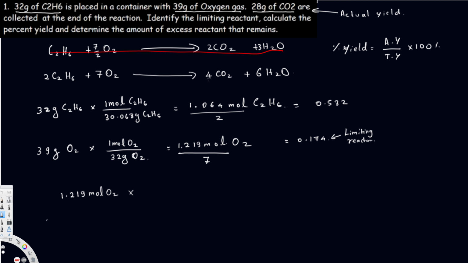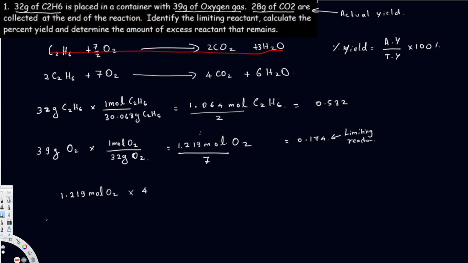So we are trying to find how many moles of CO2 are produced if you use 1.219 mole of O2. That's what we are trying to find, right? To find that, we just use the mole ratio.